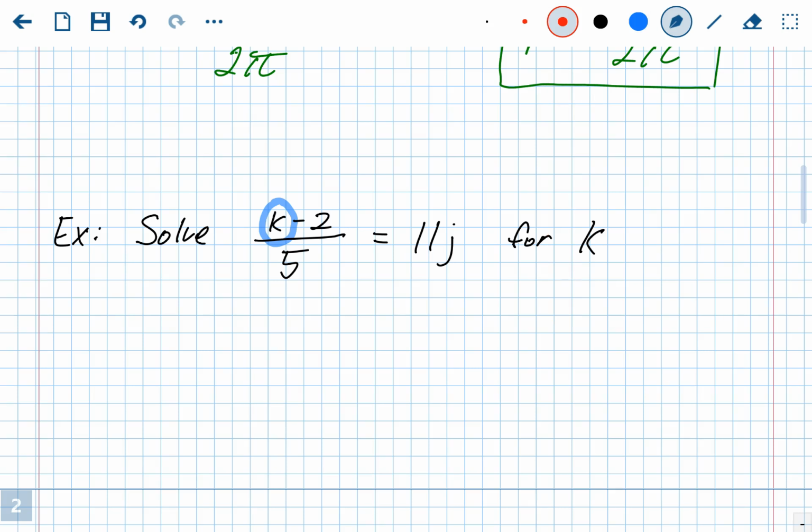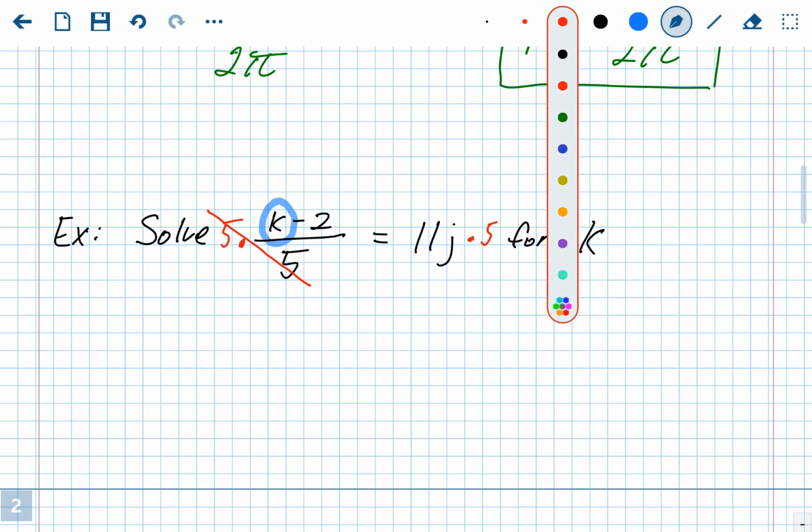Okay. So like always, if we need to get to the top of a fraction, we're going to have to knock out the bottom of the fraction first. So we'll multiply both sides by 5. That's going to drop down the k minus 2.